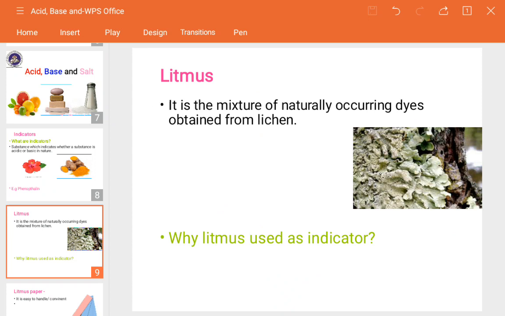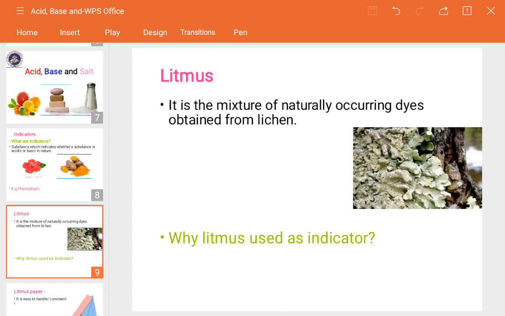So this is the natural process using litmus powder, but in the market different types of litmus papers are available. By using them we can identify whether a substance is acidic or basic. So why is litmus used as an indicator? Why only it? Because it has the ability to change color. It's a natural color which gets converted into another.